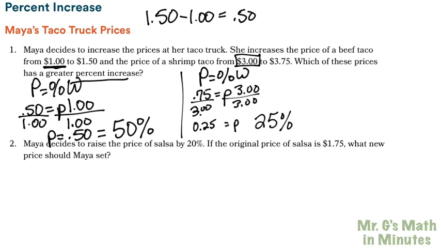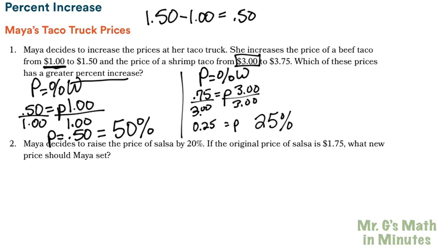So here you can see that even though the beef tacos only went up 50 cents, they have the bigger percent increase, meaning that if the cost of the tacos were $1, she increased it by 50%. 50% of $1 is 50 cents, so she went up to $1.50. Whereas 25% of $3 is the 75 cents, and that's when she increased it to $3.75. So it was a bigger percent increase for beef tacos.